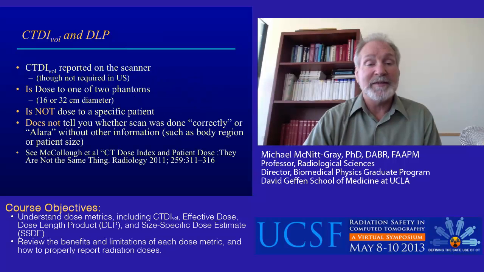So let's talk about CTDIvol and DLP. CTDIvol is reported on a scanner. It is dosed to one of two phantoms. It's either the dose to the 16 or the 32 centimeter phantom. It is not dosed to a specific patient. We'll talk more about that in a few minutes. And by itself, it does not tell you whether the scan was done correctly or even appropriately without some other information, such as body region or patient size.